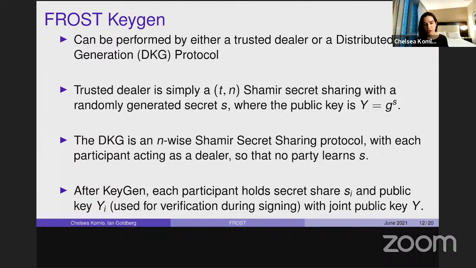And after key generation, every participant holds their secret share s_i, and then they also have this public key Y_i. This isn't published externally, but it's used internally for verification during signing. And then we denote the joint public key as Y.